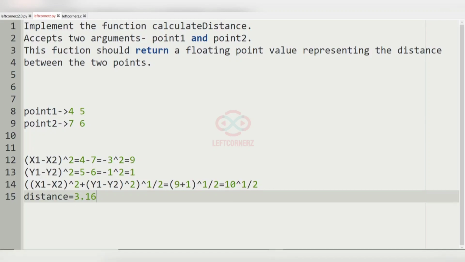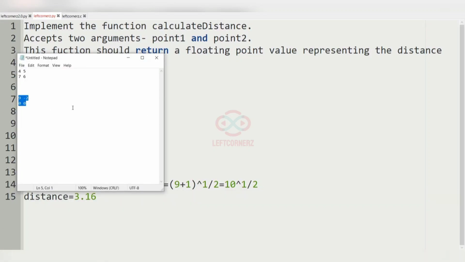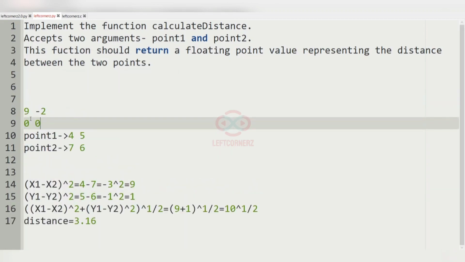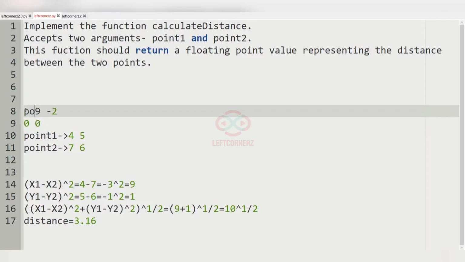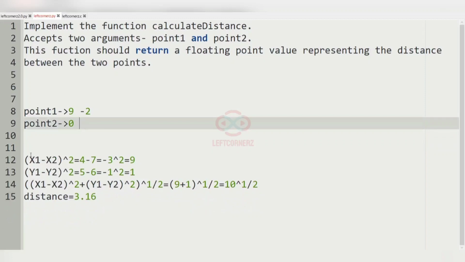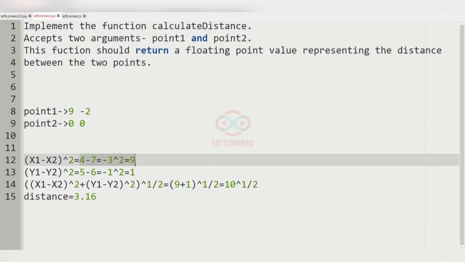Now let us consider our second test case. In this test case, the point 1 is 9 and minus 2 and the point 2 is 0 and 0. Now let us derive the formula. So x1 minus x2 the whole square. So 9 minus 0 the whole square. So 9 minus 0 is 9. So 9 square is 81.